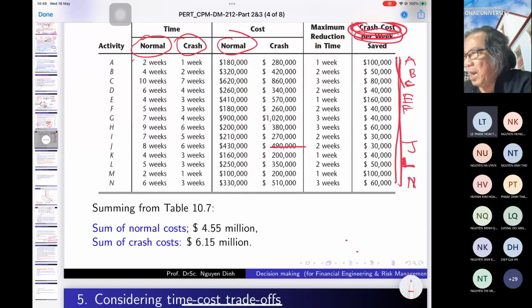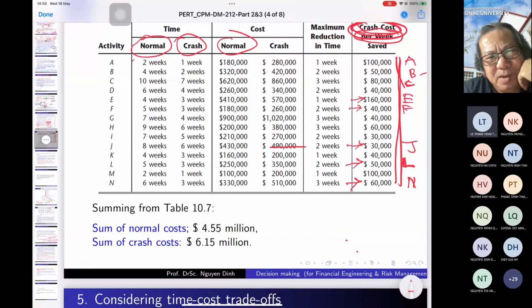Crash cost. If you reduce A, you have to pay $100,000 for 1 week, just 1 week. If you reduce B, 1 week, $50,000. C, $80,000. E, $160,000. F, $40,000. J, $30,000. L, $50,000, and N, $60,000. So which one we should reduce? Very easy. The least, the cheapest. Is that okay? The first idea, we reduce the cheapest.